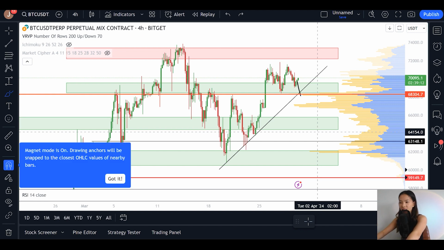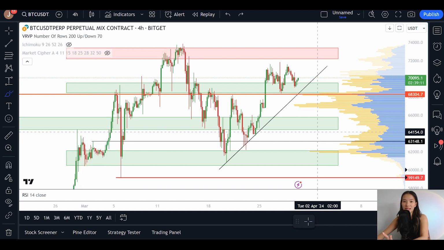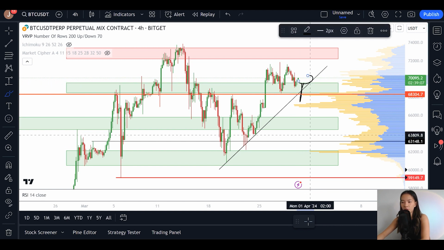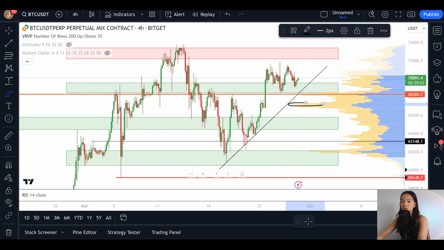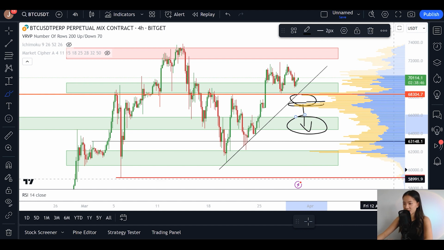In the worst case scenario for the weekly candle close or the monthly candle close, we see that flush before we get the close. However, if we lose $67,000 at that point, we get a candle close below this range of support here at 68.5 thousand, below that POC level, below the trend line, that would trigger a move lower to this next base of support here at 64.5 to 65.